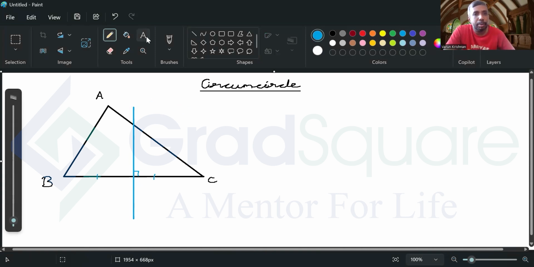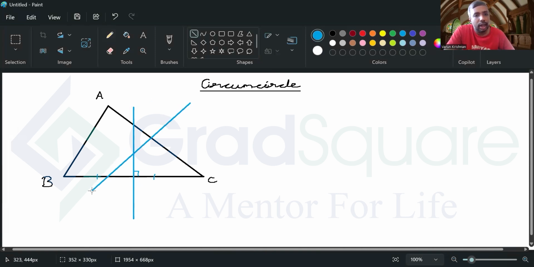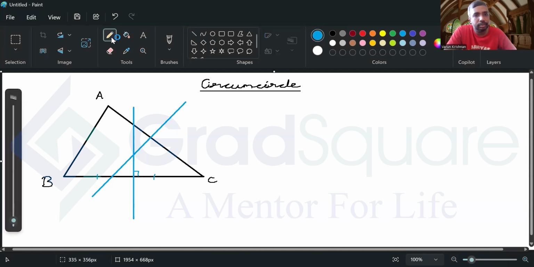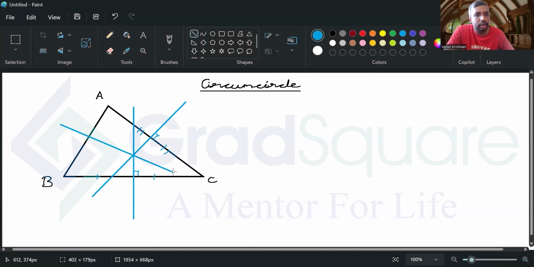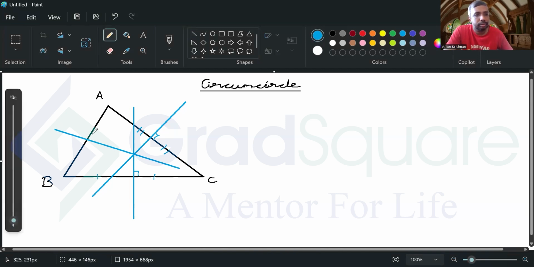I can draw a perpendicular bisector through every single side of the triangle. So there will be a perpendicular bisector to AC, which will be drawn like this, and a perpendicular bisector to AB, which will be drawn like this. And all the three perpendicular bisectors of a triangle will be concurrent, which means that they will meet at the same point. And this point of concurrency, this point at which all three perpendicular bisectors meet, is called the circumcenter of the circle. So this point is called the circumcenter.